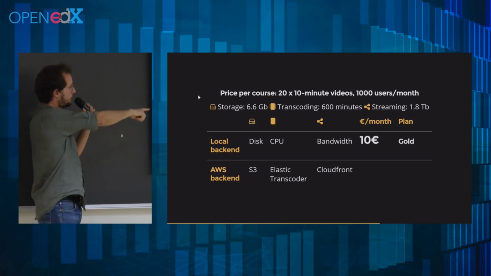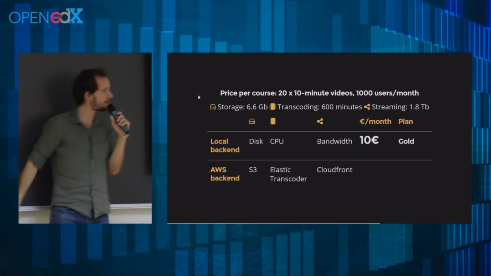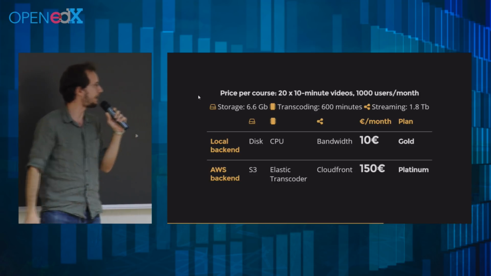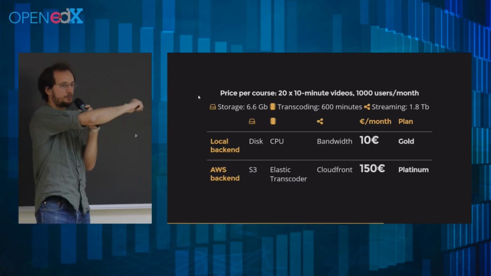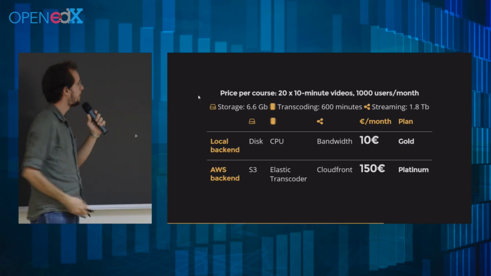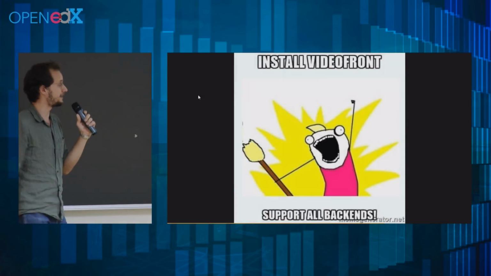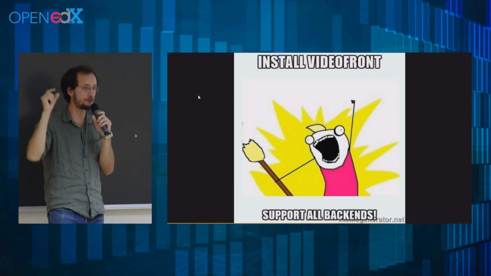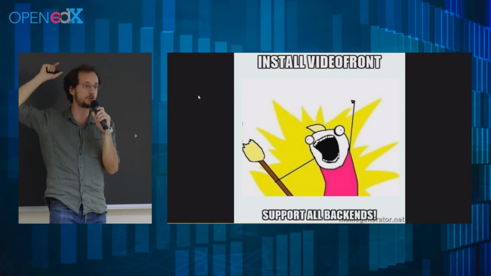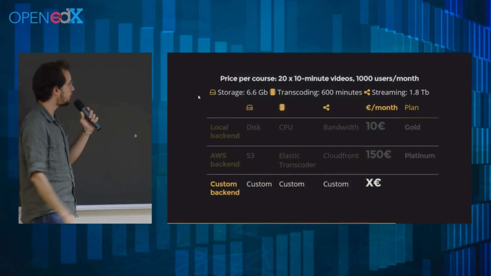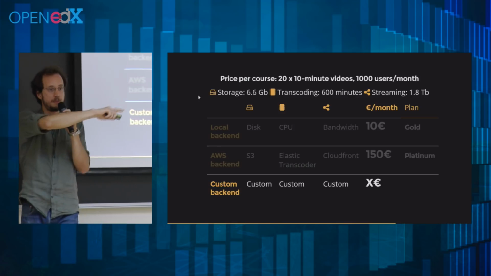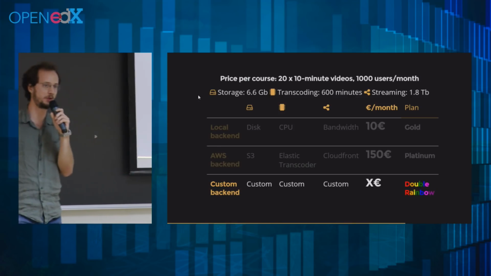And then you could use a backend on AWS with all the nice services that they provide. This is what I call the platinum backend. It's more expensive. This is, again, a price per 1,000 users per month per course. And the great thing is that VideoFront supports both of these backends. Actually, VideoFront was developed so that you can create your own custom backend. So you can have a custom backend with the best of both worlds, and then you have a pricing that depends on what you pick. I call that the double rainbow plan.